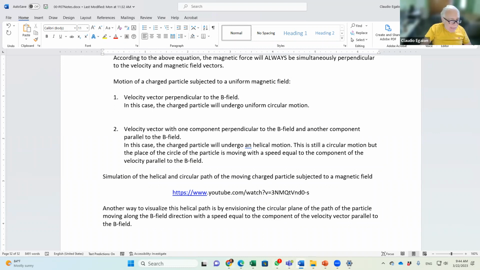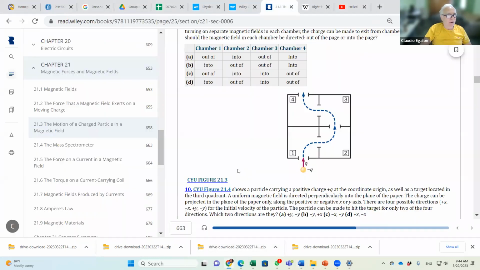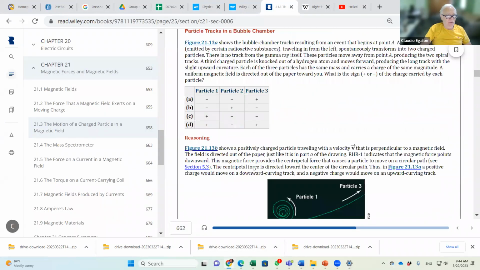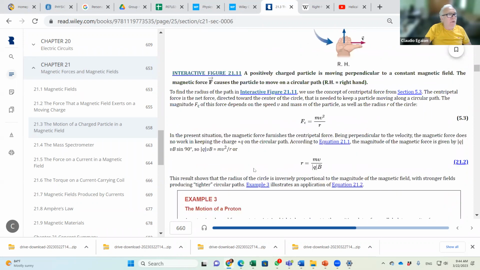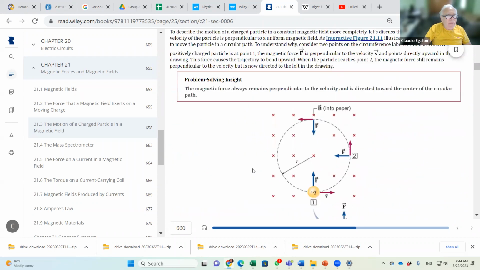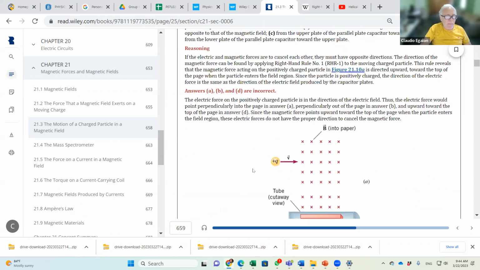That's what we have for this section. Let's see if we can do a quick example here.